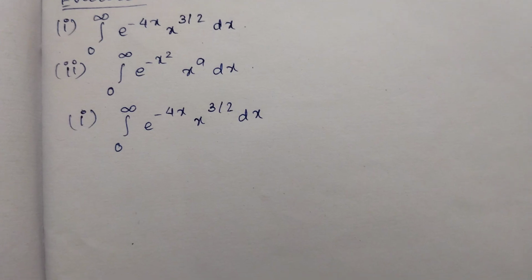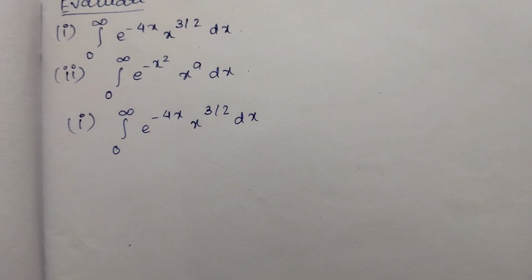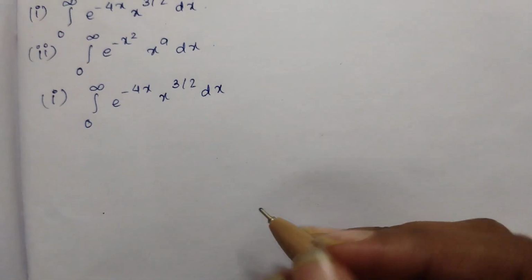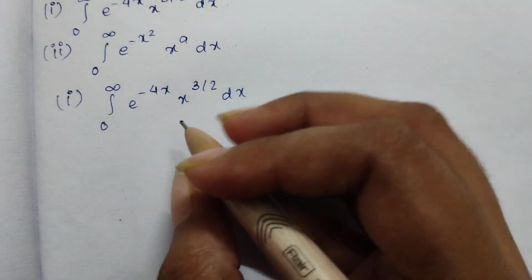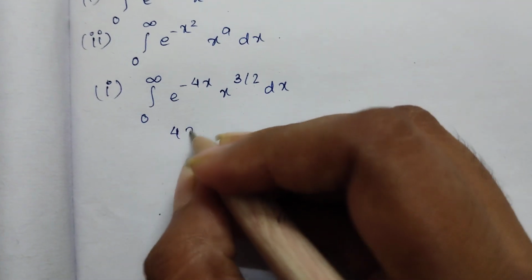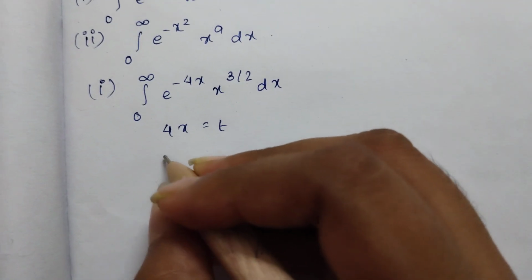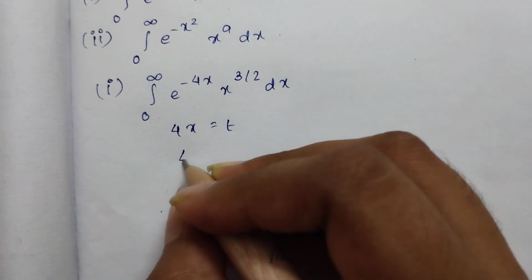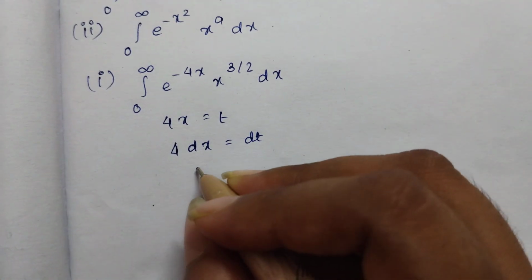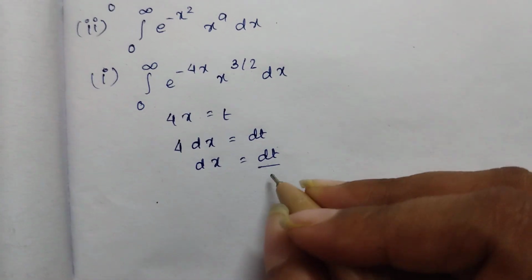Now over here, if we look at the problem, we'll be able to understand that this problem is in the form of a gamma function. So first of all, let us take 4x equals t. Then what do we get? We get 4 dx is equal to dt. Therefore, we get dx is equal to dt by 4.